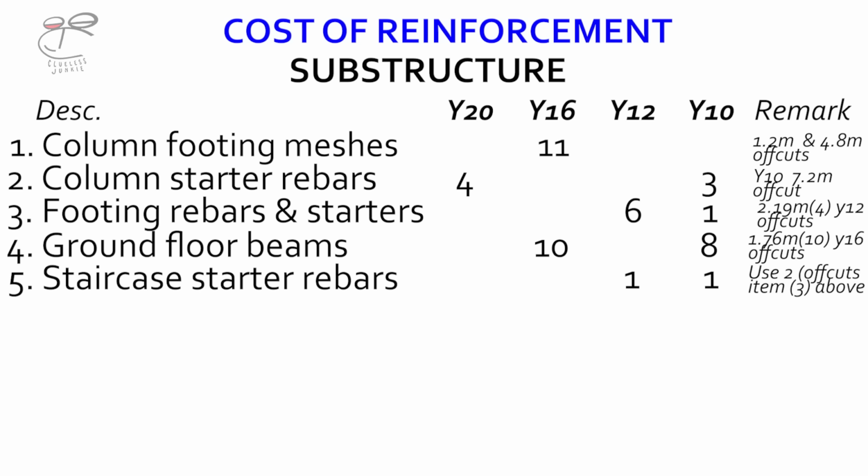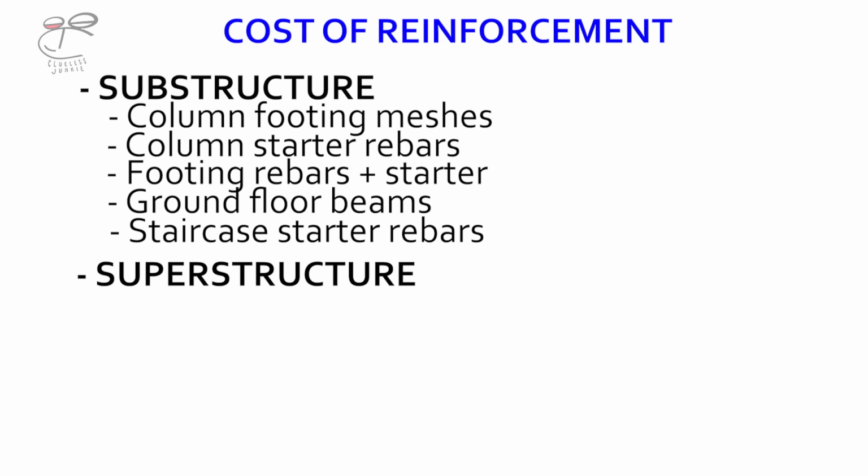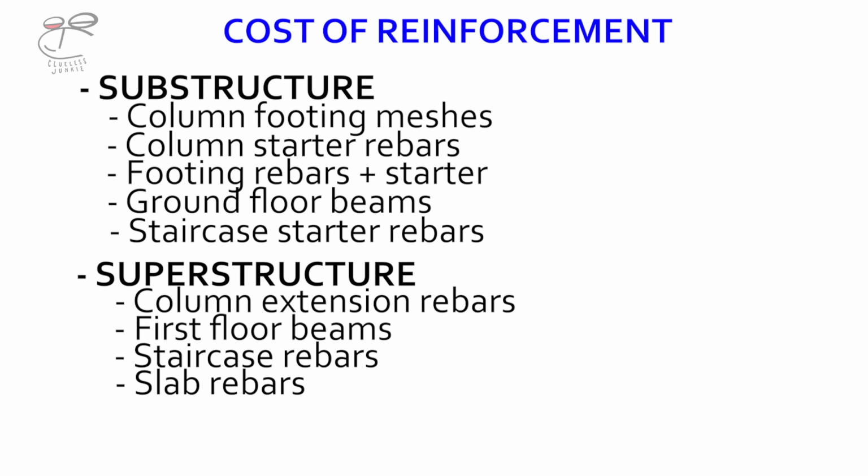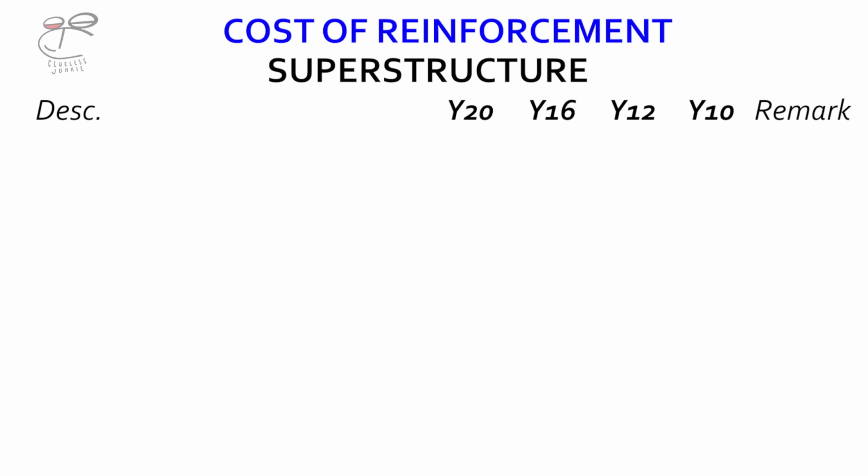We'll move on to the superstructure. On the superstructure, we'll cover the column extension rebars, the first floor beams, staircase rebars, and finally the slab rebars. So we're going to create a new list for the superstructure, and on the description we'll put the first item, which is the column extension rebars.